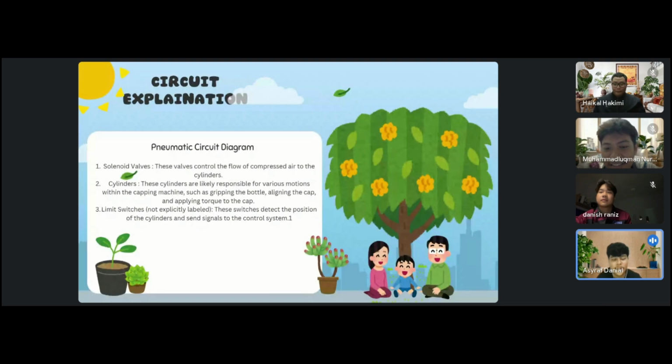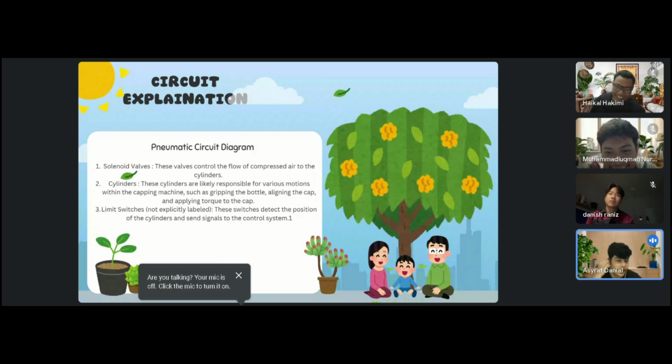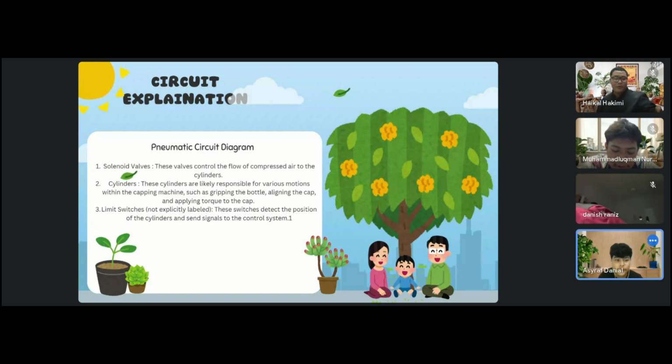My name is Ashraf Daniel, and I will explain the circuit explanation. The first one is the pneumatic circuit diagram. First is the solenoid valve. These valves control the flow of compressed air to the cylinders.